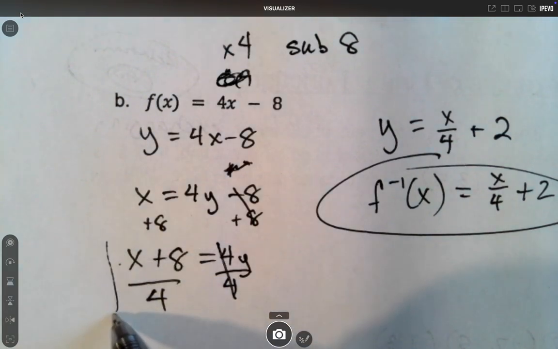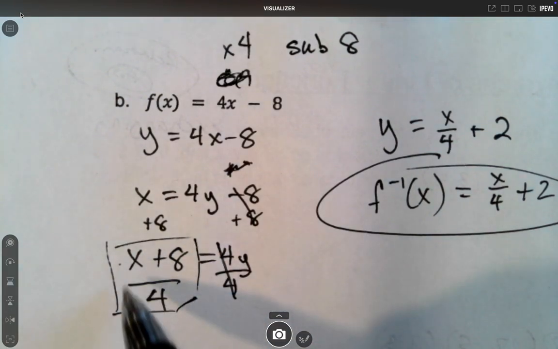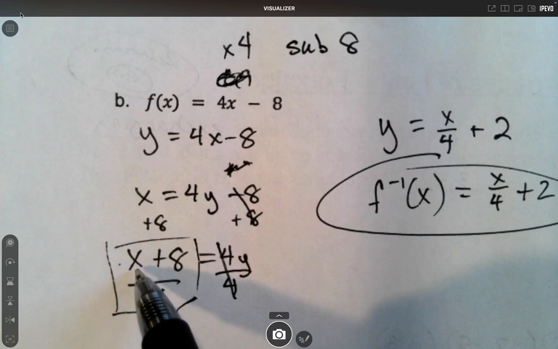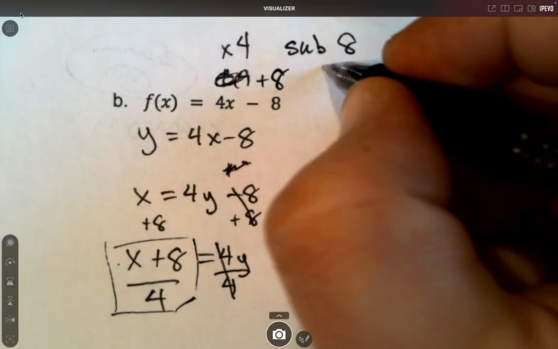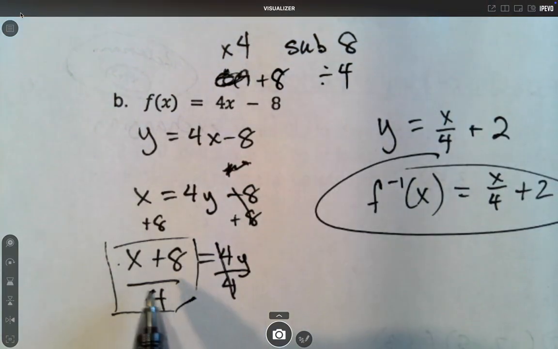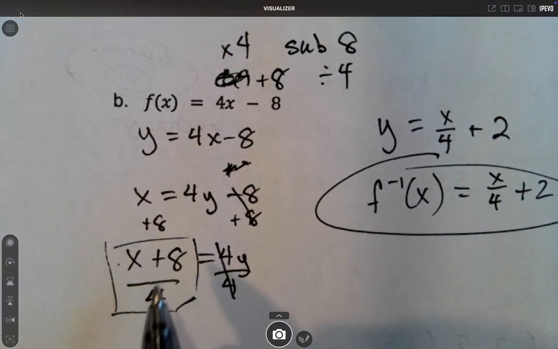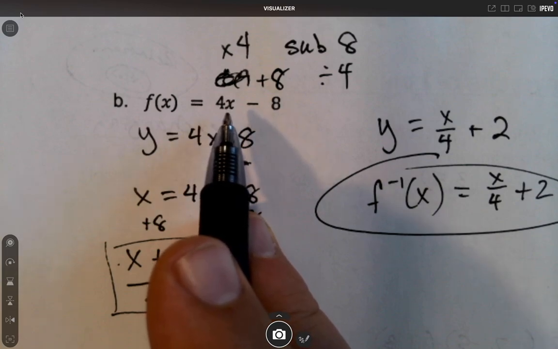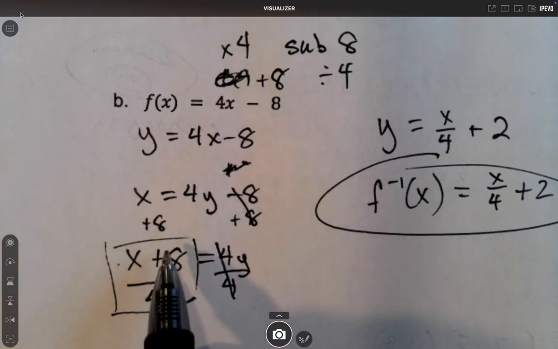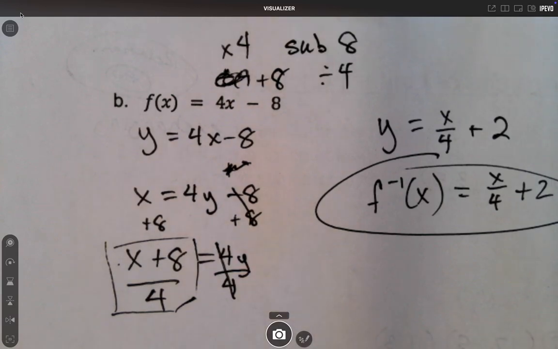So if we look at this version right here, you plug in a number. The first thing it would do to the number is add 8, and then it would divide by 4. So it's easier to see here how it does the exact opposite of what we did at the beginning. Here we multiplied by 4, then subtracted 8. Here they added 8, then divided by 4. So the inverse functions are doing the opposite of what the original functions do.